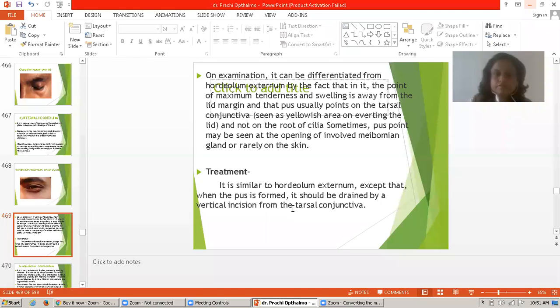So, treatment of internal hordeolum is similar to the external hordeolum, that is the stye, except that when the pus is formed, it should be drained by a vertical incision from the tarsal conjunctiva. So, when there is pus formation and we need to drain it, a vertical incision from the tarsal conjunctiva is necessary in case of the internal hordeolum.